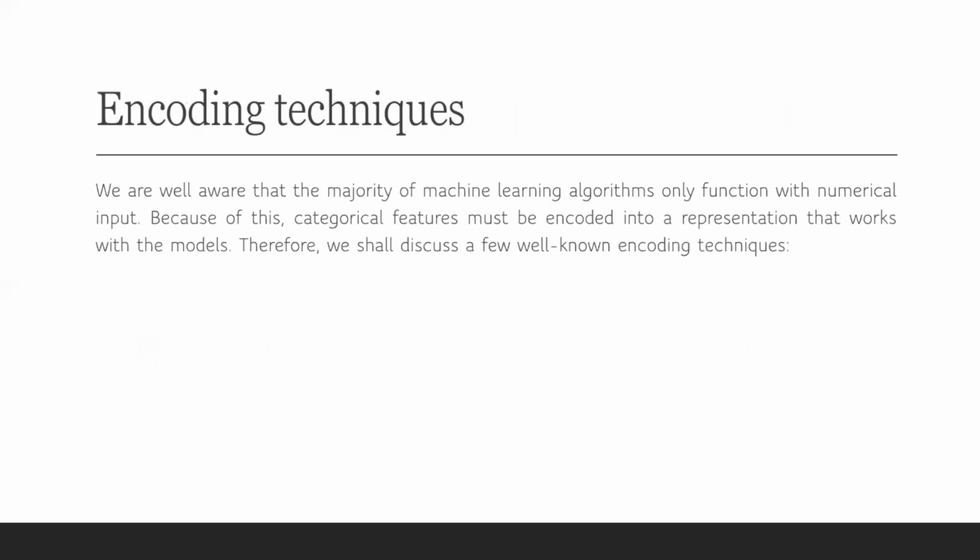It's time to see the encoding techniques for transforming categorical variables. We are all well aware that the majority of machine learning algorithms only function with numerical input. Because of this, categorical features must be encoded into a representation that works with the models. Therefore, we shall discuss a few well-known encoding techniques. So first of all, we have label encoding. Then we have one-hot encoding. And in the last, we have dummy encoding, which is also part of one-hot encoding.